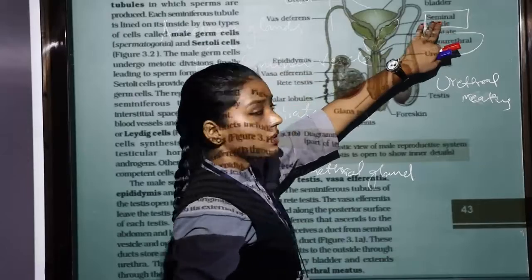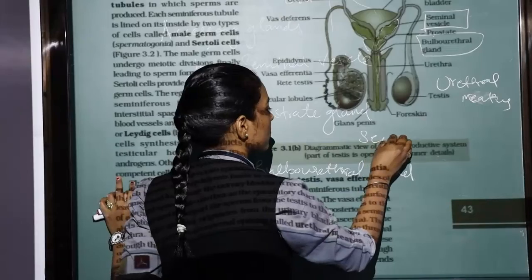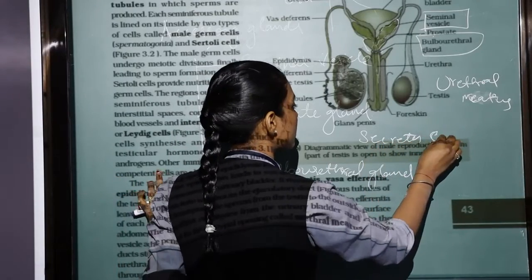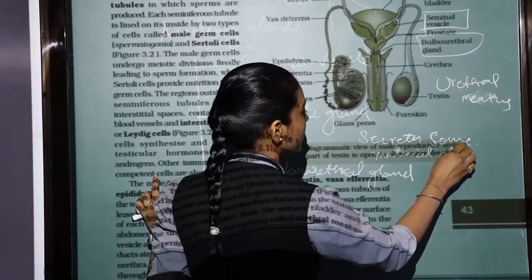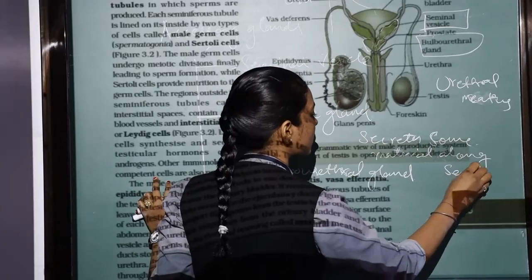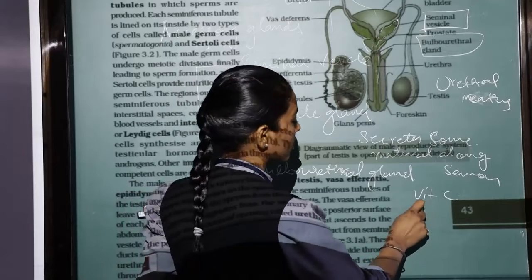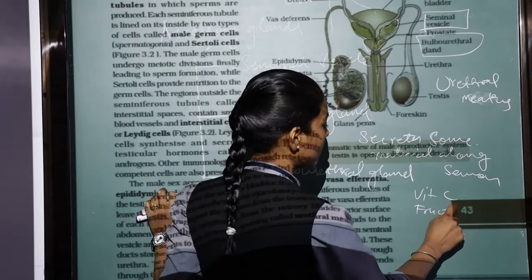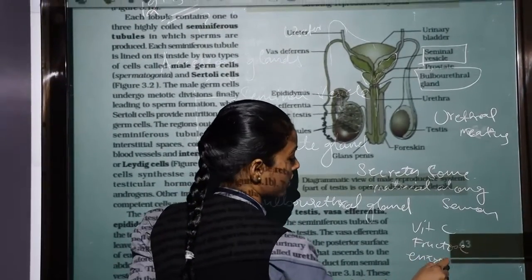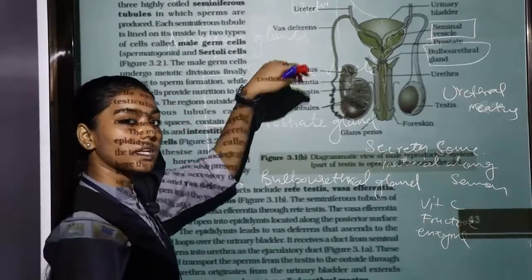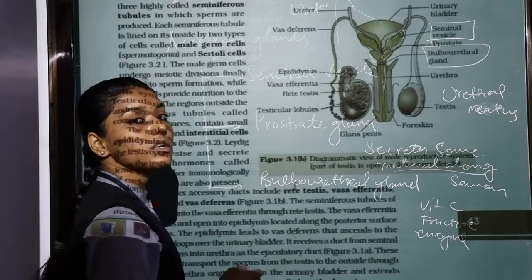See, the main function of the gland is what? It secretes some materials along with semen, in the form of vitamins. It secretes vitamin C, and fructose is also secreted, plus some enzymes are also secreted. So, the main function of the gland is to secrete some liquid or fluid material along with the semen.